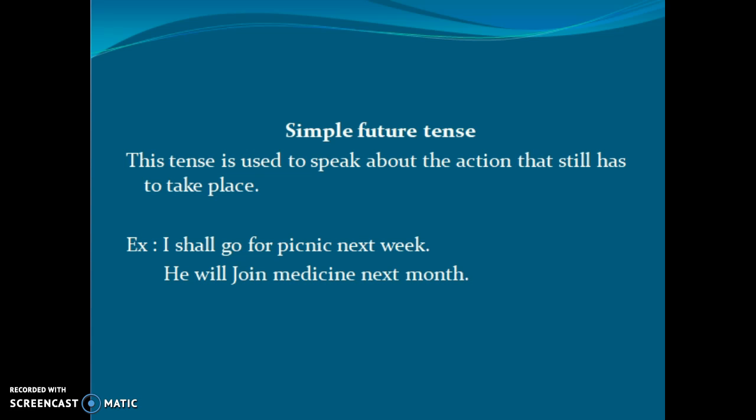Simple future tense. This tense is used to speak about the actions that still have to take place. It means the incidents should not have taken place, that have to take place in future time. For example, I shall go for picnic next week. Another example is he will join medicine next month.